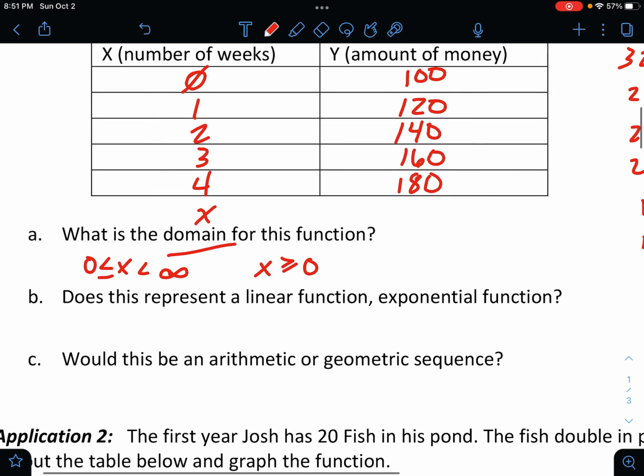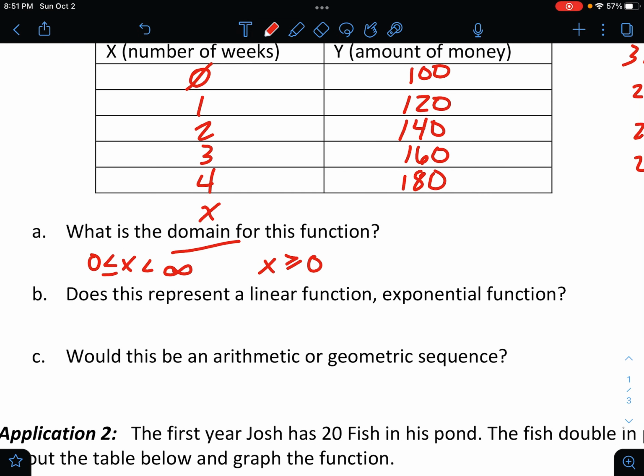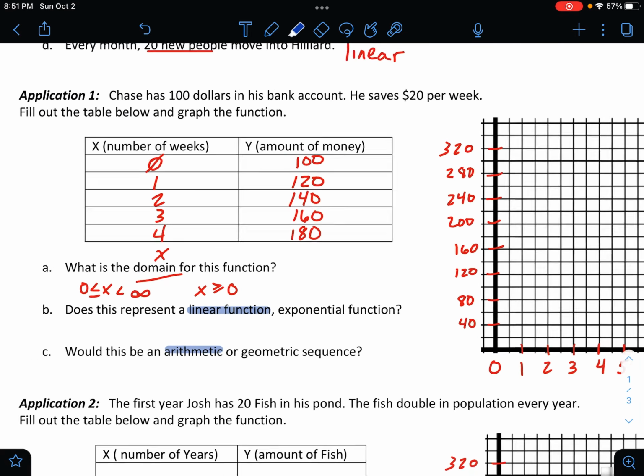What does this represent? Is it a linear function or an exponential function? In this case, it is linear because we're adding. And would this be arithmetic or geometric? Arithmetic is adding, so that would be arithmetic.